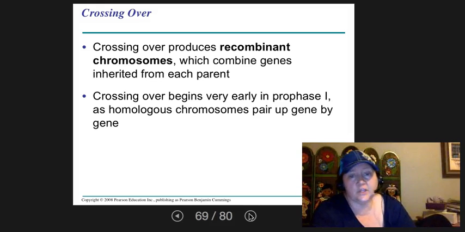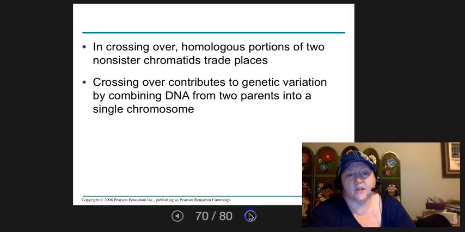It happens very early in prophase 1, when we have those homologous pairs lining up. Remember, crossing over is always between non-sister chromatids because sister chromatids are identical. So there's no advantage to crossing over between sister chromatids.